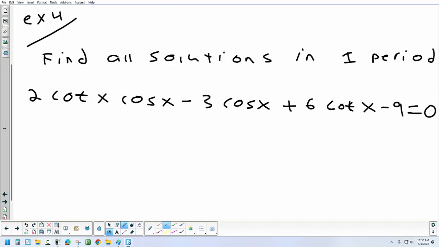3 cosine x plus 6 cotangent x minus... You gave me the second, third, and fourth. Oh. 3 cosine x? That's the second, yes. So looking at the first two, what do they both have in common? Cosine x. Yep. So we're going to factor out cosine x. That leaves me with 2 cotangent x minus 3.